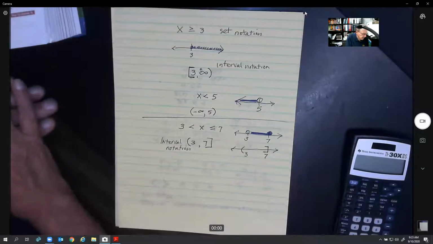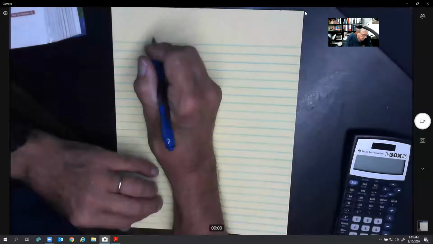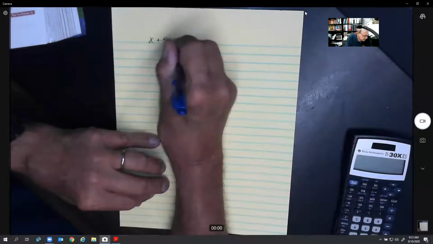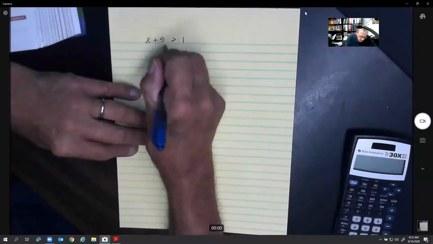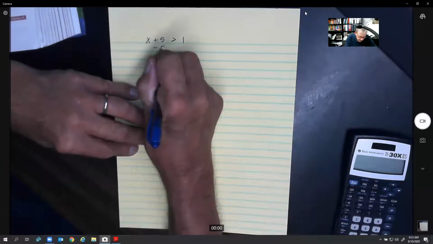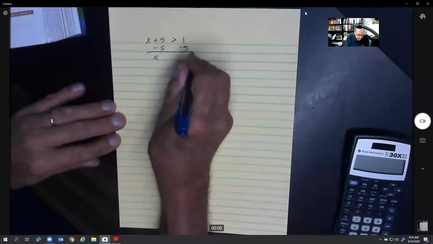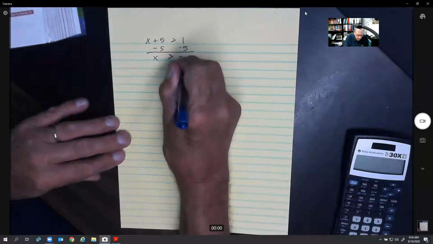So now let's take a look at solving inequalities. Let's try a few problems. Suppose we didn't have a clear-cut problem. We had something like this: x plus 5 is greater than 1. And we want to know what x is. So we simply will subtract 5 from both sides, to get x by itself, just like an equation. And we say x is greater than negative 4.